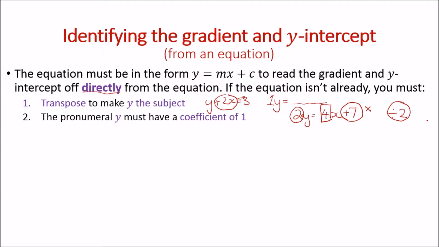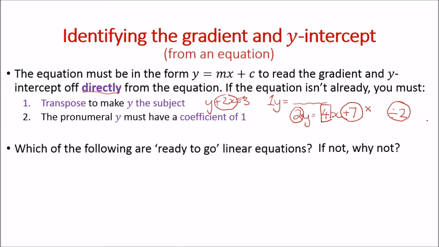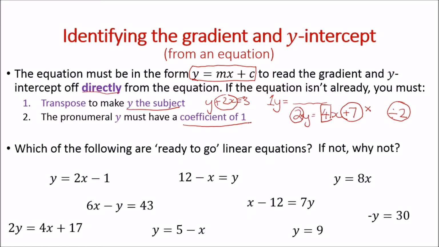What I want you to do now is have a look at the following equations, and determine which of them are in this form already, y equals mx plus c. So you are looking for equations that have y as the subject and only a coefficient of 1 in front of the y. And the ones that you determine aren't in the right form, I want you to tell me why not. So have a look at these. Pause the video and decide which ones are ready to go and which ones aren't.